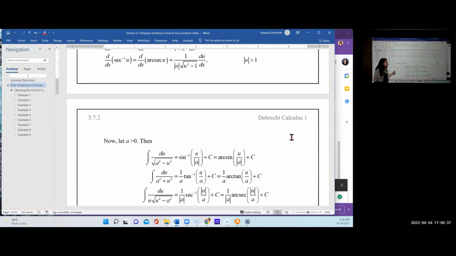minus 1. When we're looking at the integral formula, notice that the u that's in the denominator is not in absolute values. This is a difference between the two. Also notice that it does not have a minus 1, it has a minus a squared. This results in 1 divided by the magnitude of a, or the absolute value of a, times the arcsecant of the magnitude of u divided by a, up to the constant of integration.